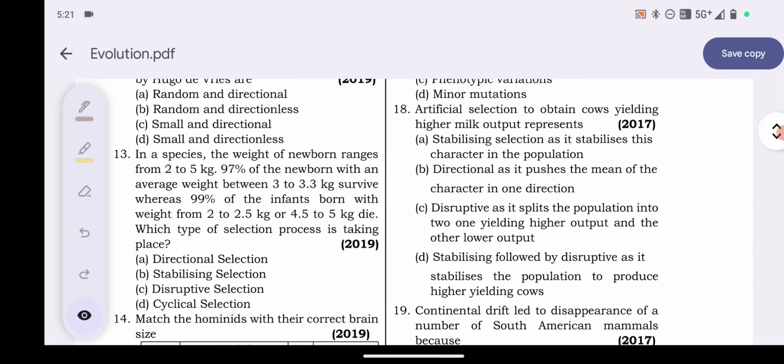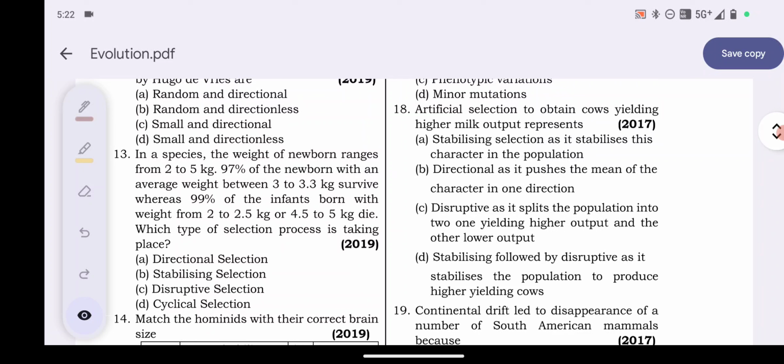Artificial selection to obtain cow yielding higher milk output represents. Option A, stabilizing selection, as it stabilizes this character in the population. Option B, directional, as it pushes the mean of the character in one direction. Option C, disruptive, as it splits the population into two, one yielding higher output and the other lower output. Option D, stabilizing, followed by disruptive, as it stabilizes the population to produce higher yielding cow.